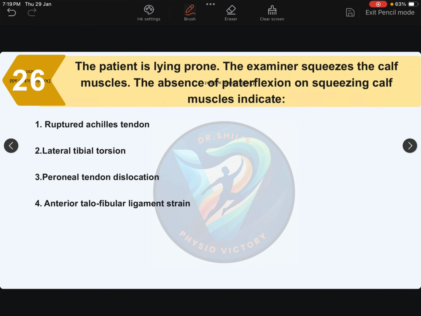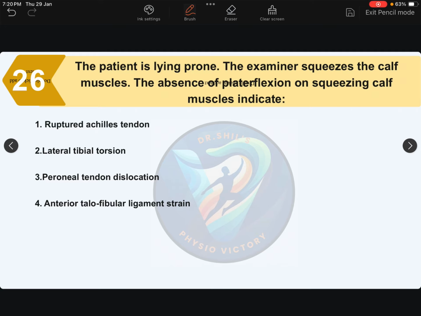Let's start. Today's first question is: the patient is lying prone. The examiner squeezes the calf muscles. The absence of plantar reflex on squeezing calf muscle indicates option 1, ruptured Achilles tendon, option 2, lateral tibial torsion, option 3, peroneal tendon dislocation, option 4, anterior talofibular ligament strain.